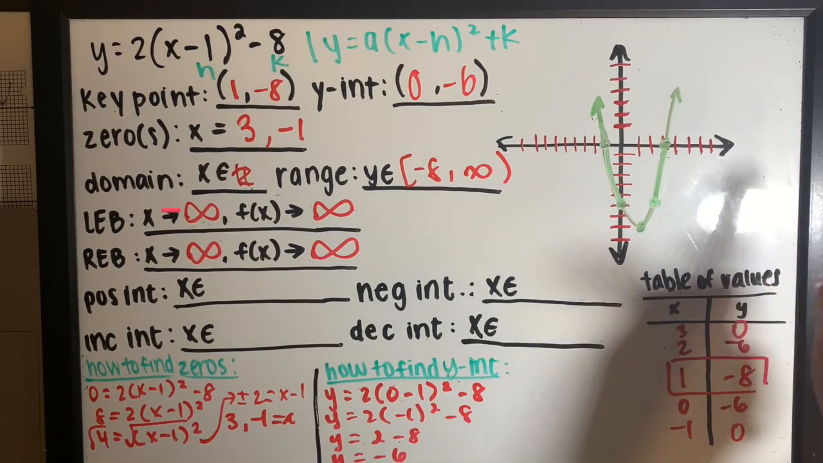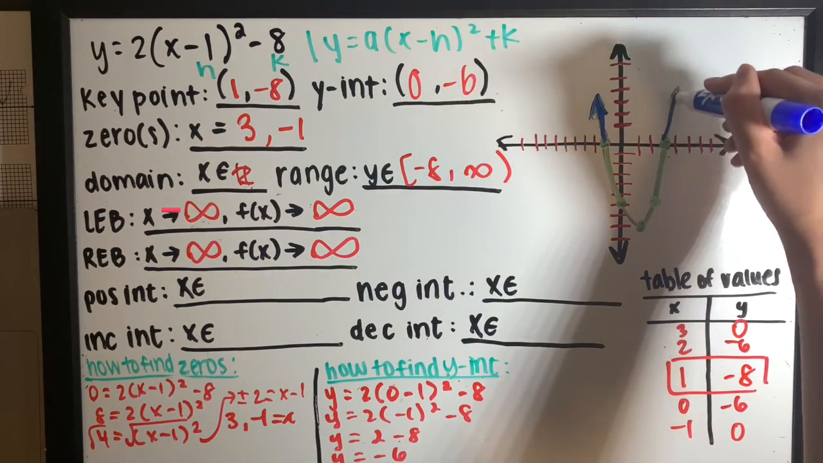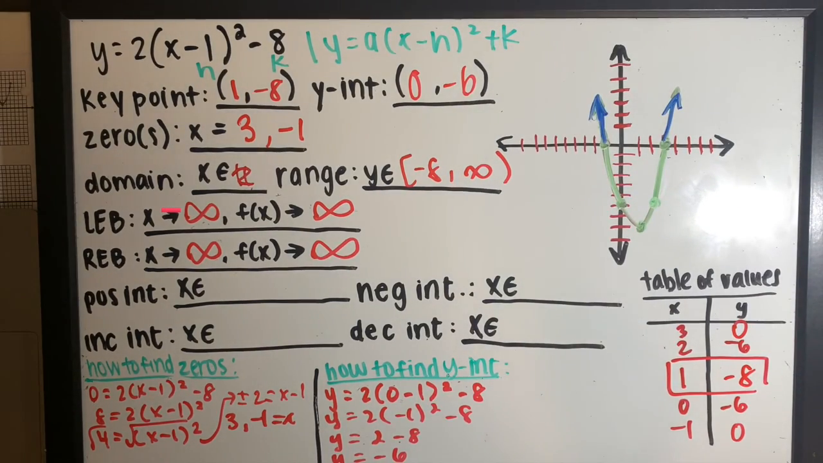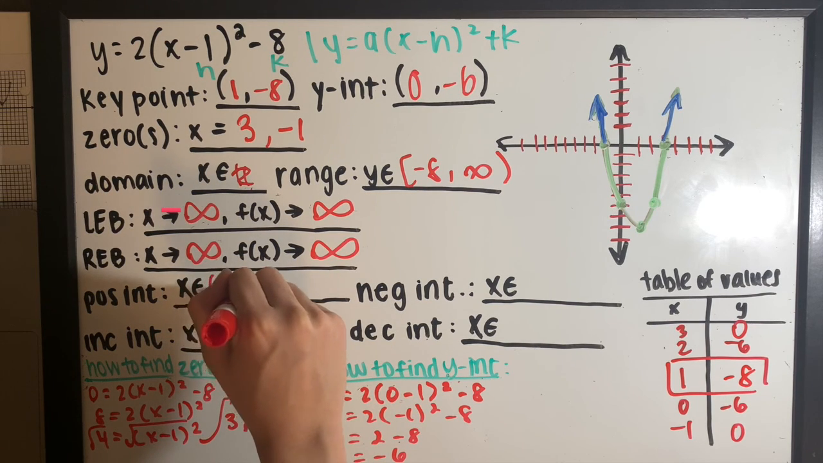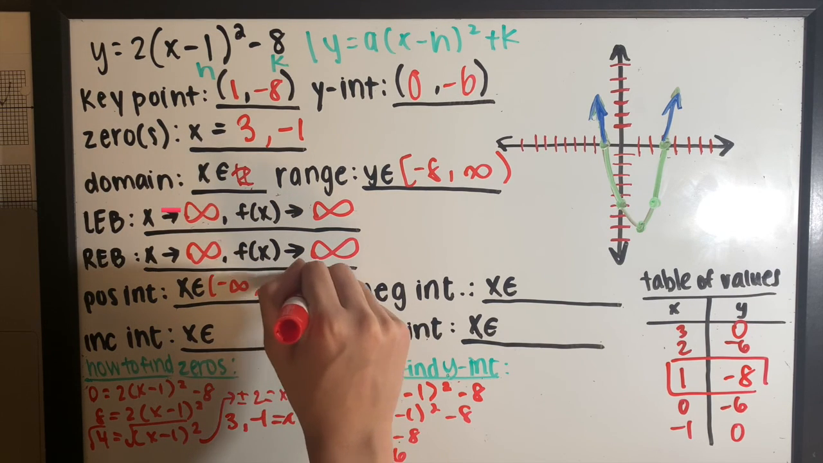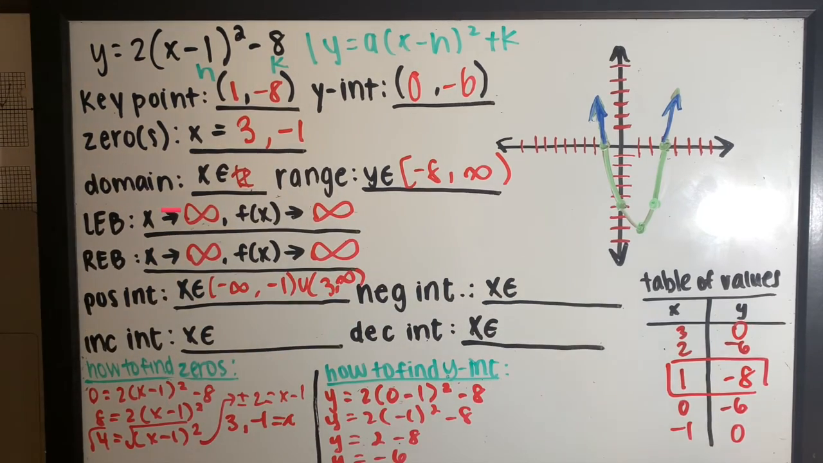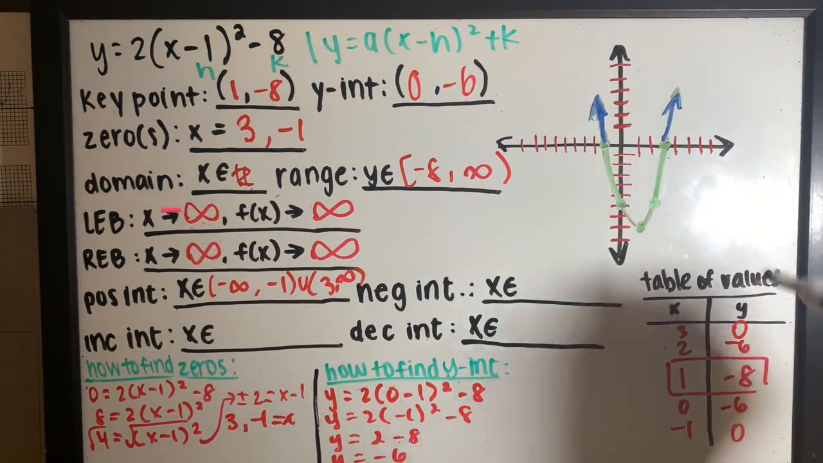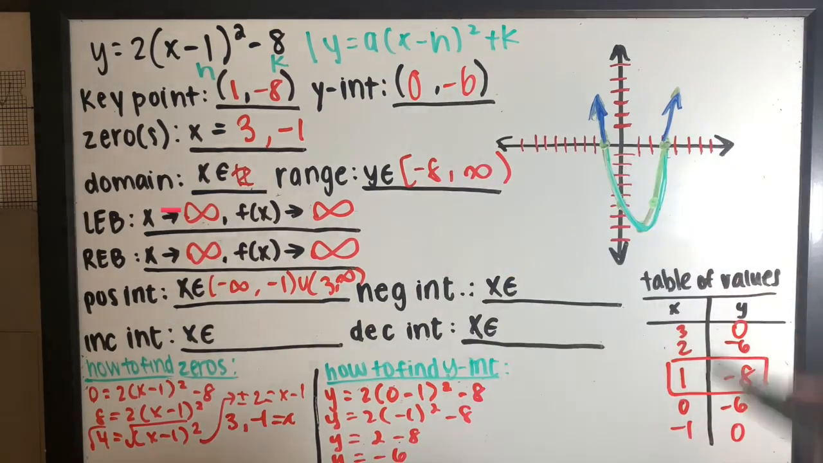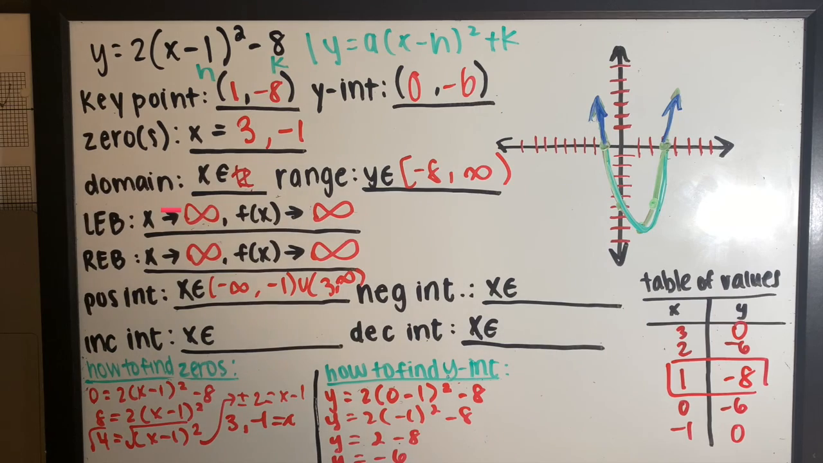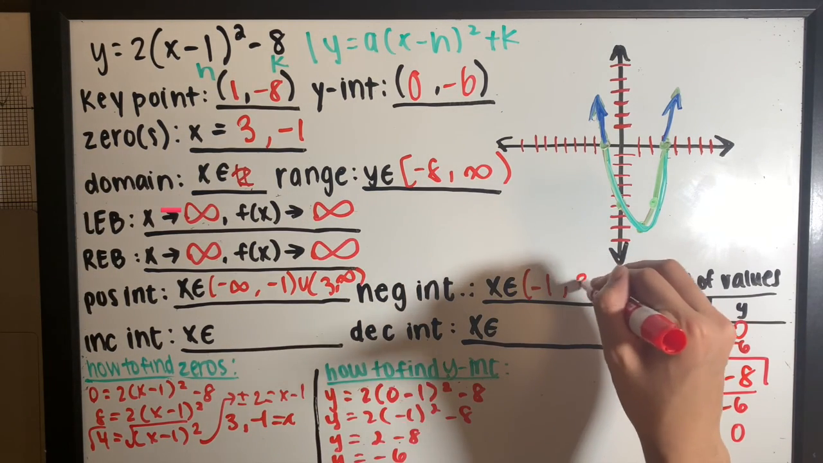Where on the graph is it positive? As we can see, this section right here and this section right here is positive. So our positive interval will be x is an element of negative infinity to negative 1, union 3 to positive infinity. For the negative, we will look on the graph to see where it is negative. We can see that this bottom portion right here is negative, so for our negative interval, it will be x is an element of negative 1 to 3.